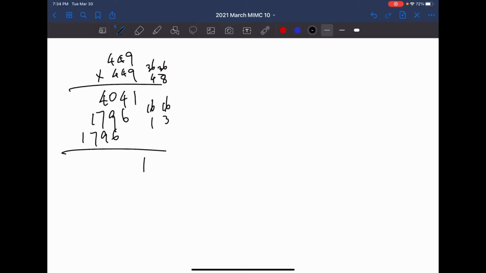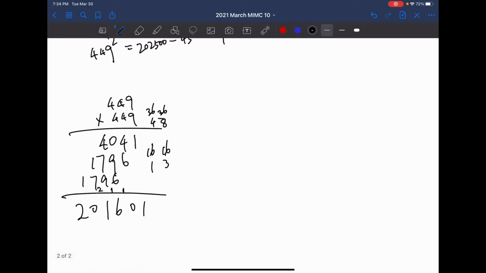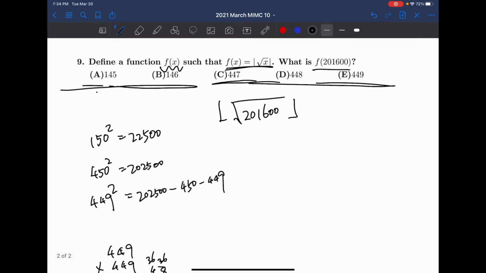So that would be 1, 0, that is 7, because 6 plus 1 is equal to 7, and no, that would be 6, because 9 plus 1 is 0, and then yes, that would be 11, that's 21, and that is 8, that's 20, 201,601. That is 1 away from what we want, so our answer must be 448.